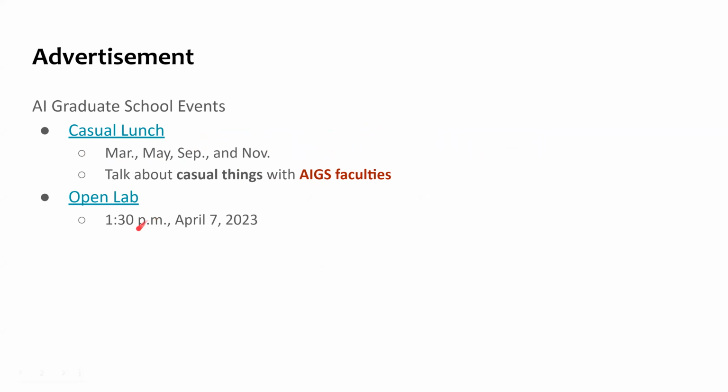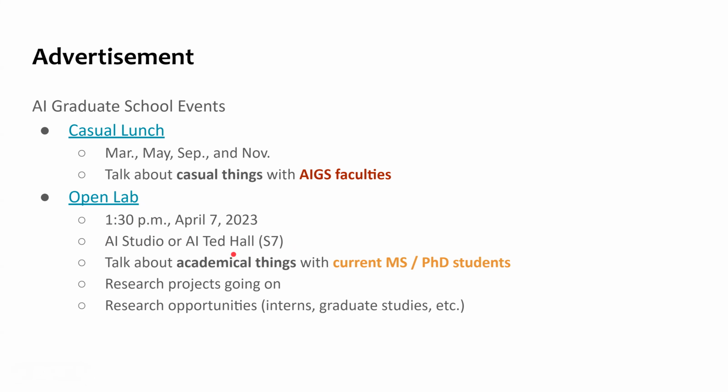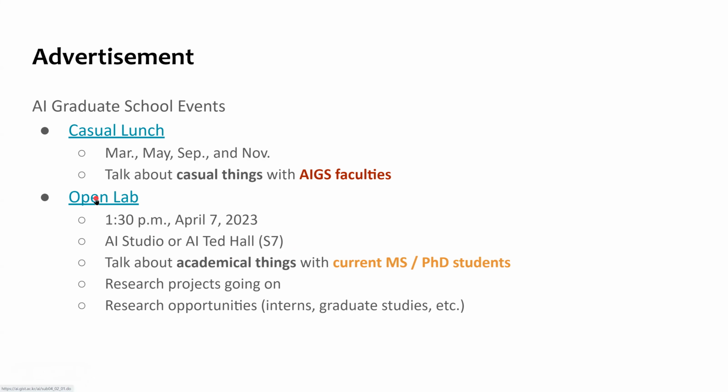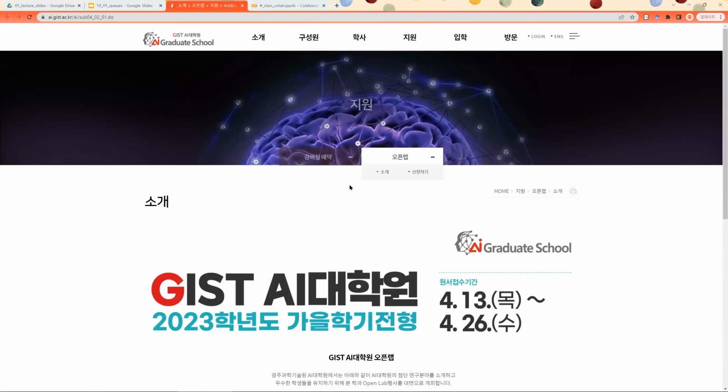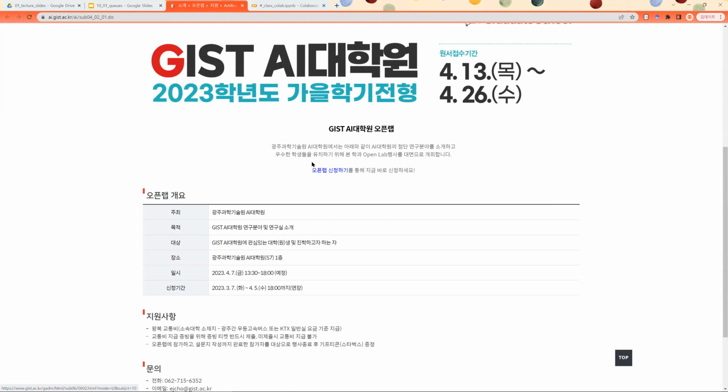You could talk about academical things with current MS and PhD students. And you can also talk about research projects going on in each lab. And you can talk about research opportunities like interns or graduate studies and etc. If you follow this link, you can sign up for the GIST AI Graduate School Open Lab. You can click this apply or join. If you're interested, please click this link.